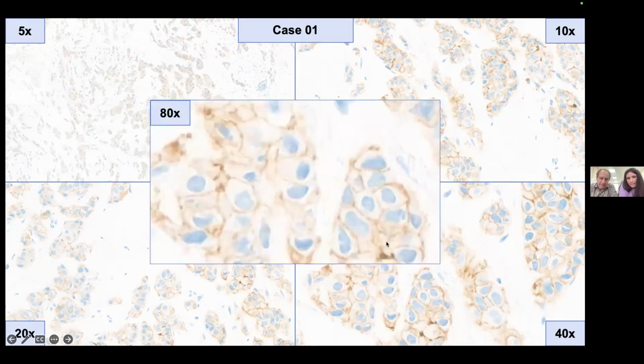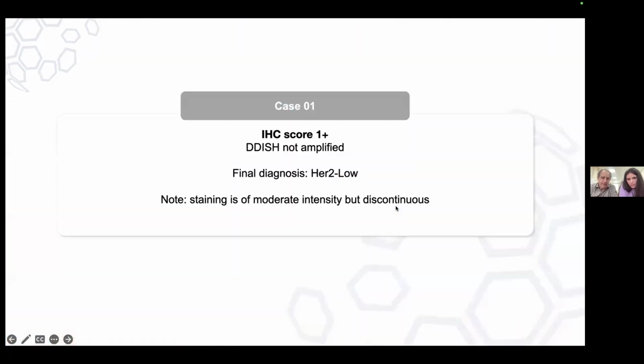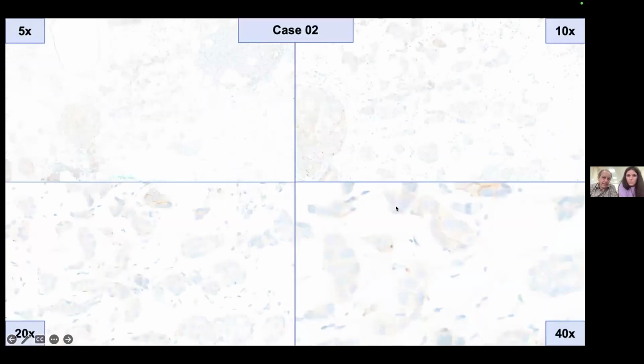Okay. This is a high power to show that these things are discontinuous, with different thicknesses. And this is, by the way, FISH to show you there is no amplification. So we think this is score 1+. Case 2.